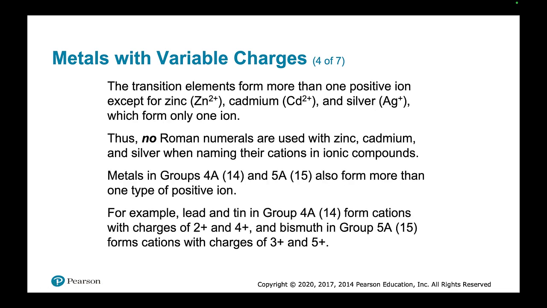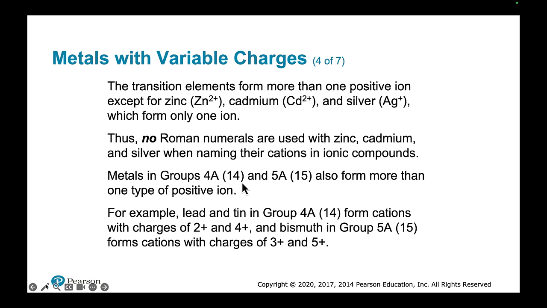Transition elements almost always form more than one positive ion. The two exceptions that I want you to have memorized are that zinc and silver only have one charge. They can only form that one ion, and because of that, you do not use a Roman numeral when you are talking about zinc or silver. Cadmium is also in there, but it's not as common, so we're not going to focus on it here.